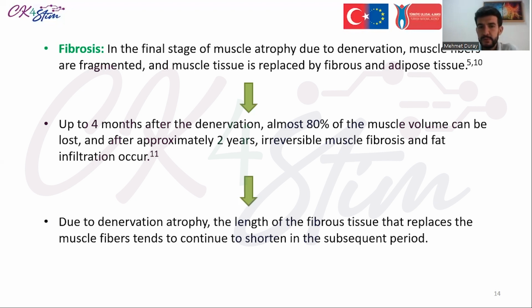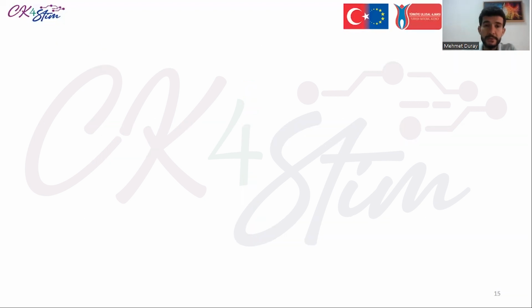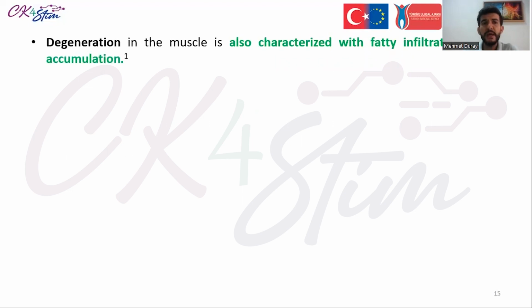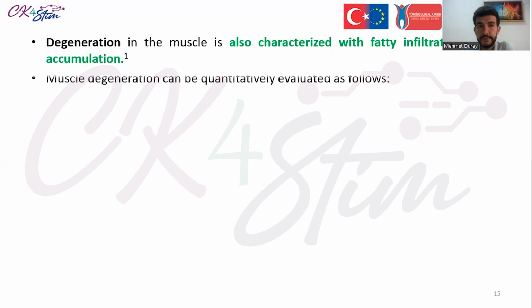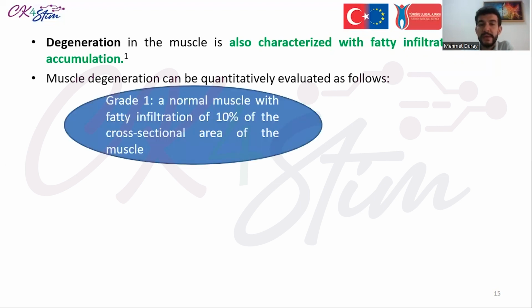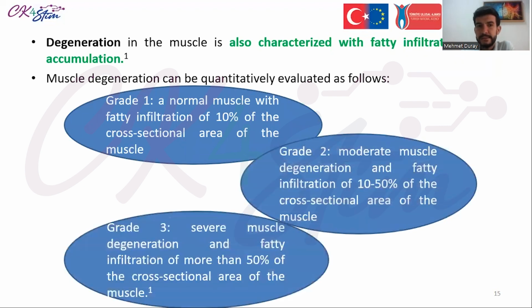Due to the denervation atrophy, the length of the fibrous tissue that replaces the muscle fibers tends to continue to shorten in the subsequent period. And all of these explain the contracture mechanism in the muscle in the denervation process. Degeneration in the muscle is also characterized with fatty infiltration and accumulation. Muscle degeneration can be quantitatively evaluated as follows: grade 1, grade 2, and grade 3.